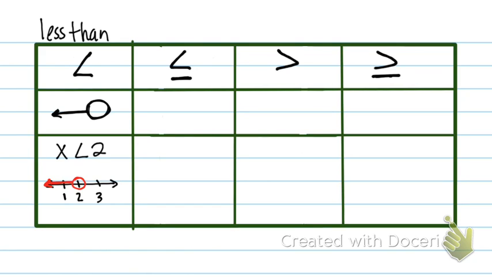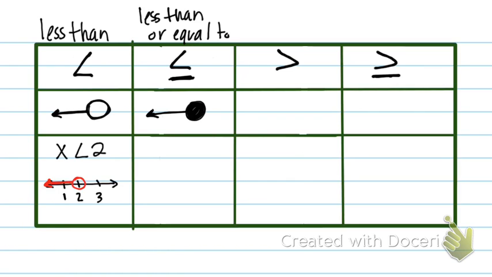Okay. The next one we have less than or equal to. Okay. Whenever you look at a less than and equal to, because it has that line on the bottom, that means that it's also including the number that we're talking about. Okay, so to show that in a graph, we're going to have a circle that's filled in, a closed circle. Okay, and then again, we're pointing everything to the left of that.